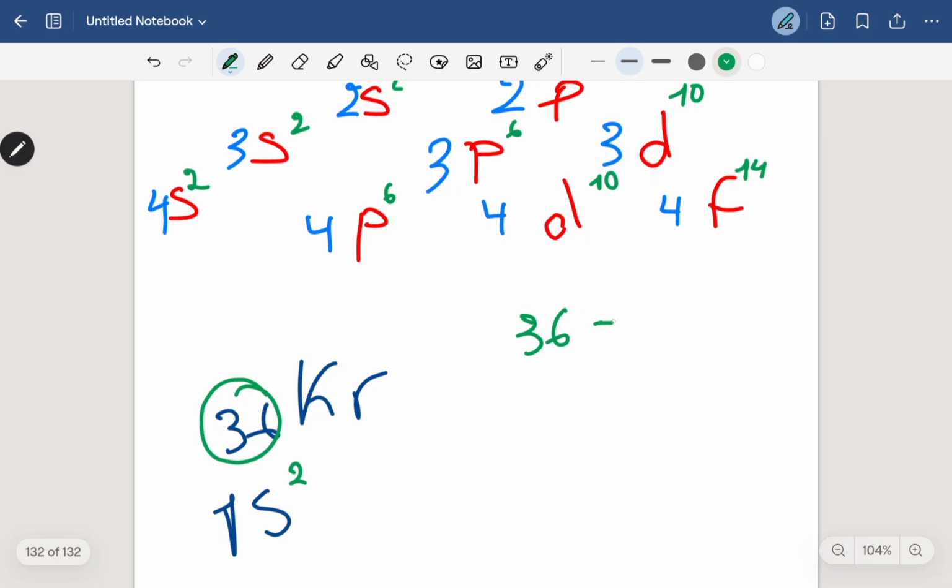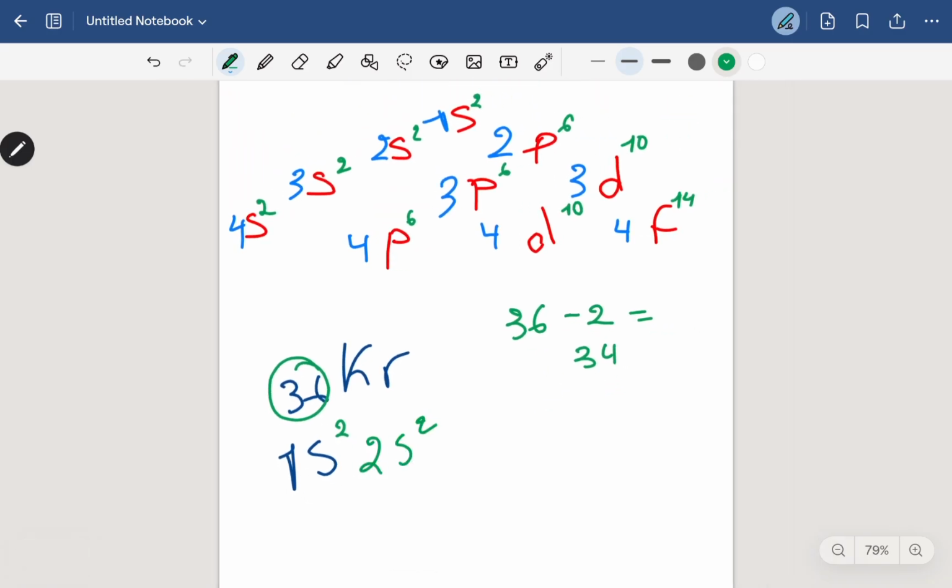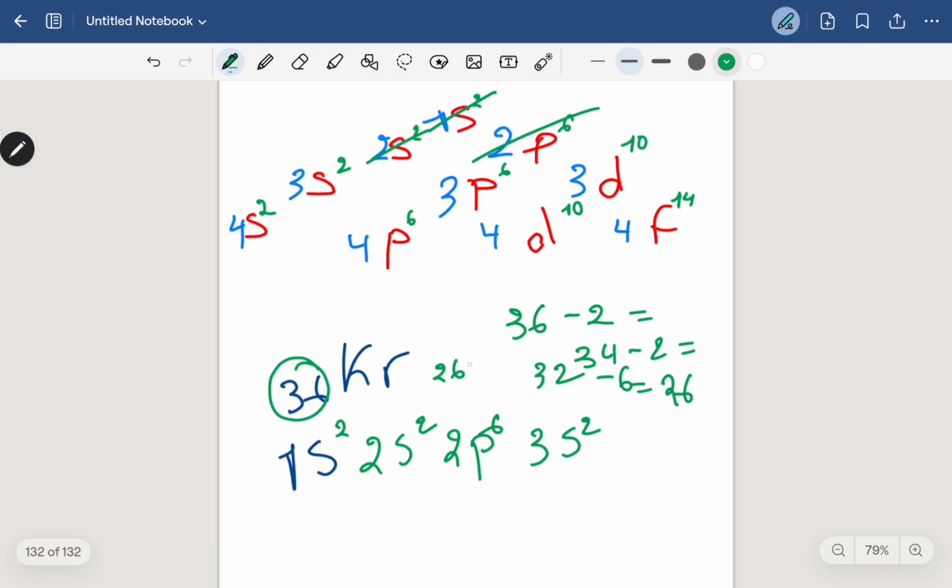So we are going to remove from it 2 electrons. So 36 minus 2, we are going to get 38. Sorry, not 38. My bad, 34. Then after that we move on to 2s2. So we finished with 1s2, we move on to 2s2. So minus 2, we will get 32. We got rid of this. We will move on to 2p6. So 32 minus 6 is 26. So we get rid of this one. And then again, we have 3s2. That's 26 minus 2. We get 24.